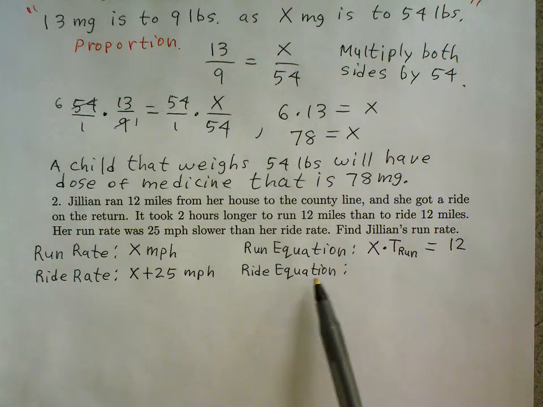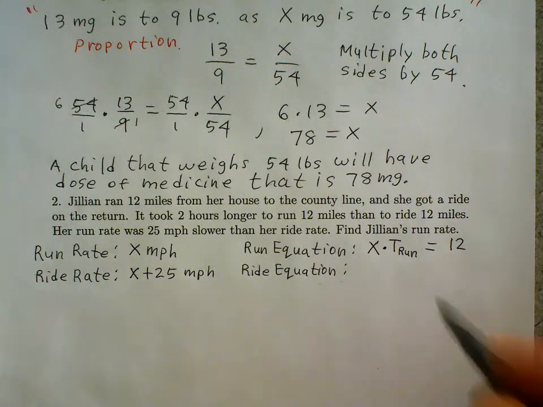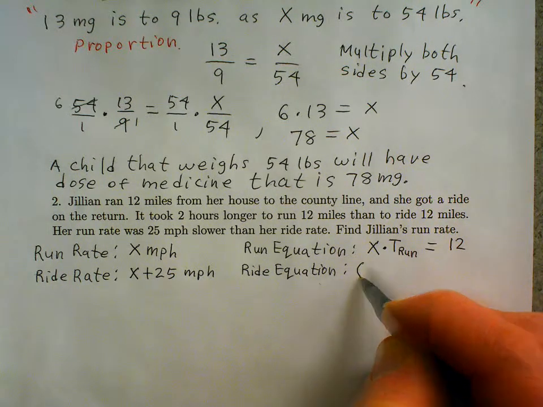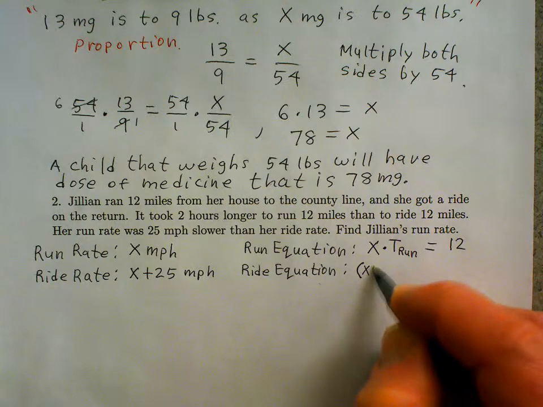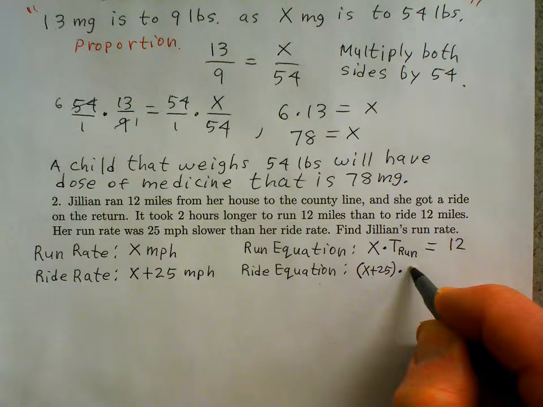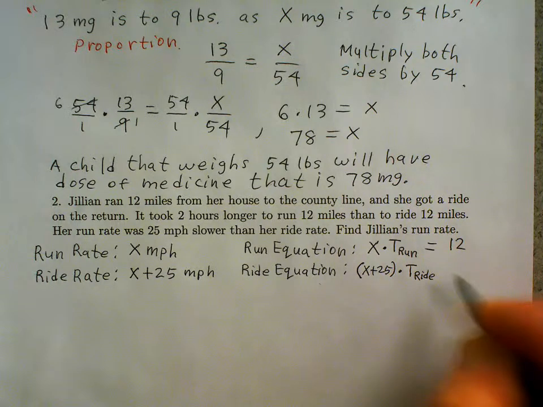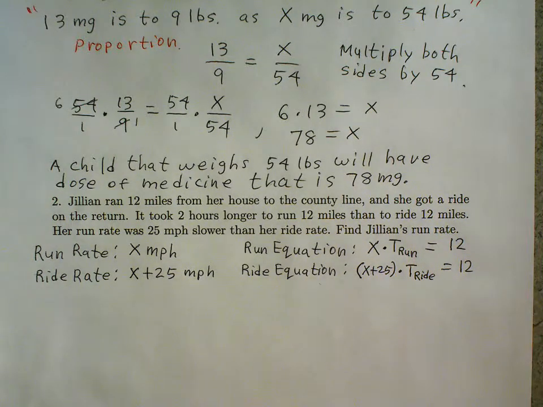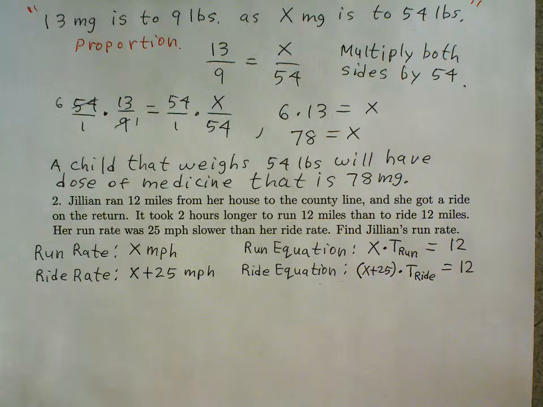And then on the return, when she rode back home, the riding rate was X plus 25 miles per hour. And for now, I'll use T sub ride to represent the amount of time it took to ride back a distance of 12 miles. Okay, the goal is to determine what the value of X is.